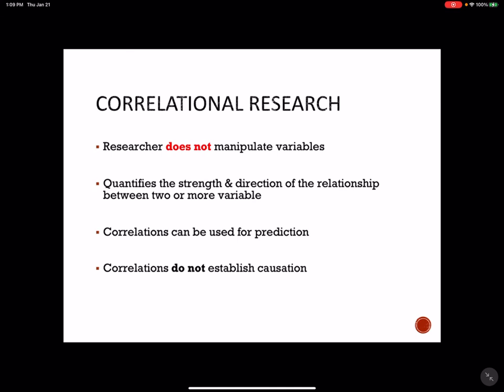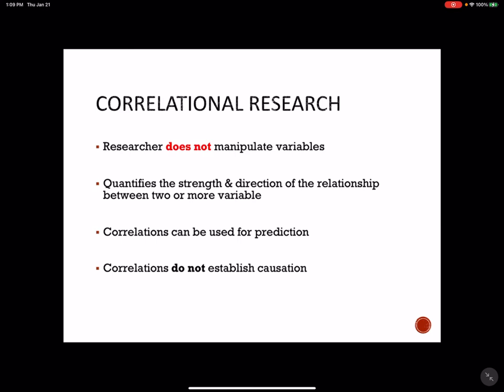So, for example, the example I gave earlier about flossing and heart disease, the researcher didn't tell people to floss or not, or give them special floss, and the researcher certainly didn't give people heart disease. He or she looked at how those variables related in the real world. So one of the easy ways that you can tell that a study is correlational, ask yourself, did the researcher manipulate any variables? If not, if she just looked at them in the real world, it's correlational research.